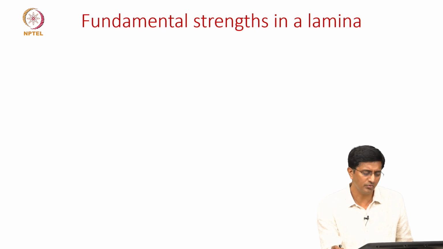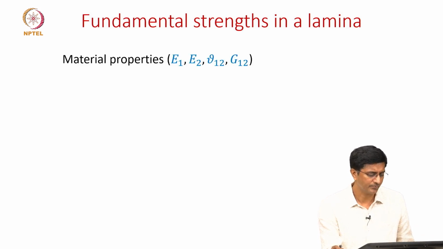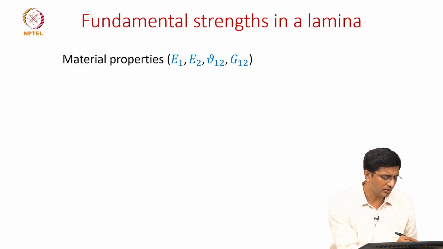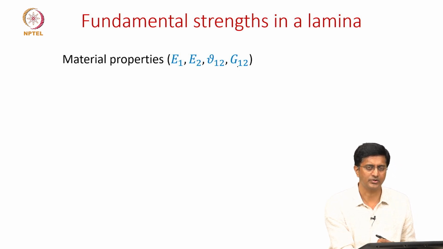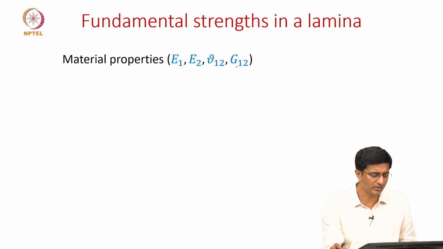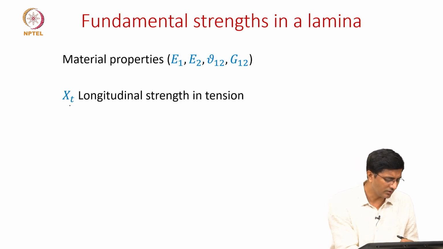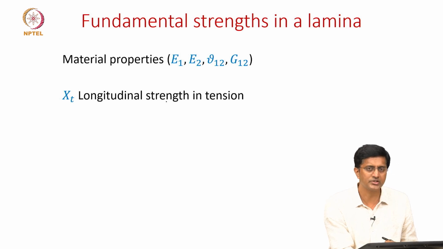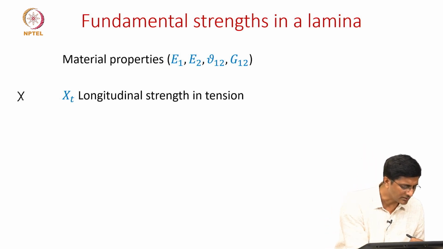Since we have already looked at it, we'll pass through quickly. To define the stiffness of the lamina, we use the material properties E1, E2, Poisson ratio nu12 and shear modulus G12. But if you are looking at the strengths, we start with Xt, which we define as the longitudinal strength in tension. Corresponding to this strength, we also have a failure strain which we define as X epsilon t, which is given in terms of Xt divided by modulus E1.